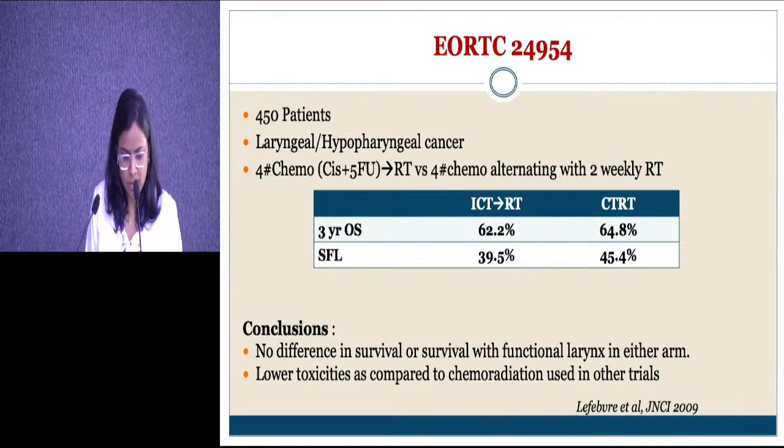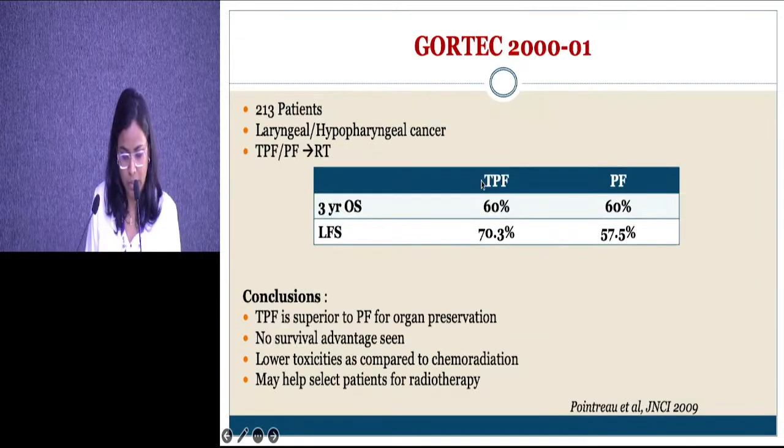This is another study which also looked at laryngeal and included hypopharyngeal cancers, and showed that induction chemotherapy versus CTRT both were studied, and there was no difference in survival between the two, and either approaches could be taken. Here there was a slight difference where they had 5-FU cis followed by RT versus 4 cycles of chemo alternating with 2 weekly RT.